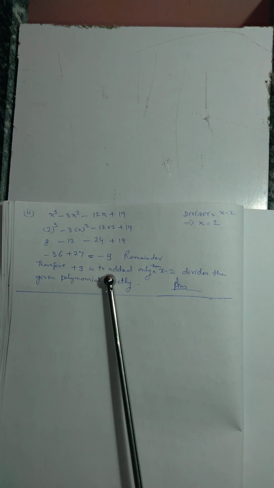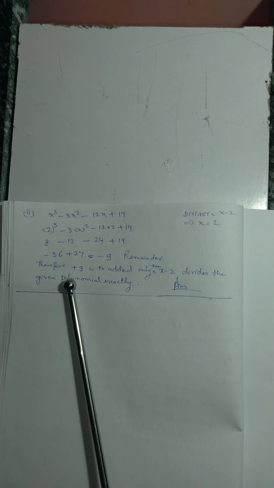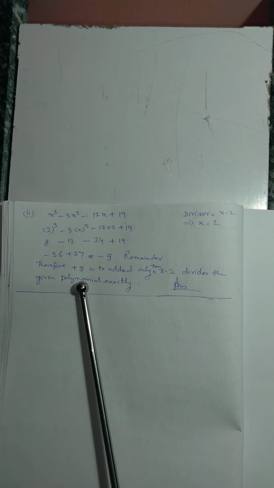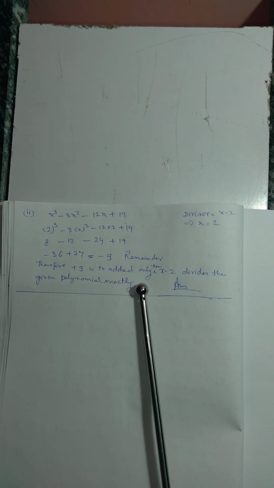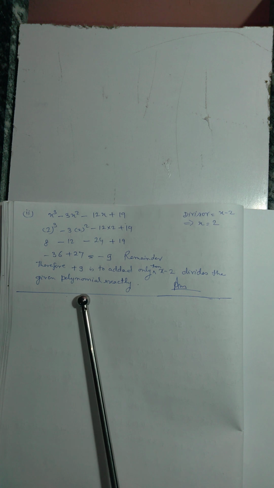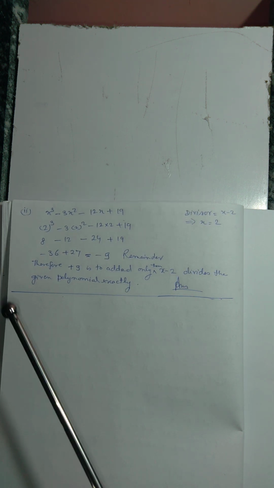Therefore, in order to neutralize it, they have asked what number should be added. So we have to add plus 9. Therefore, plus 9 is to be added. Only then x minus 2 divides the given polynomial exactly. This will be the answer of the second part.